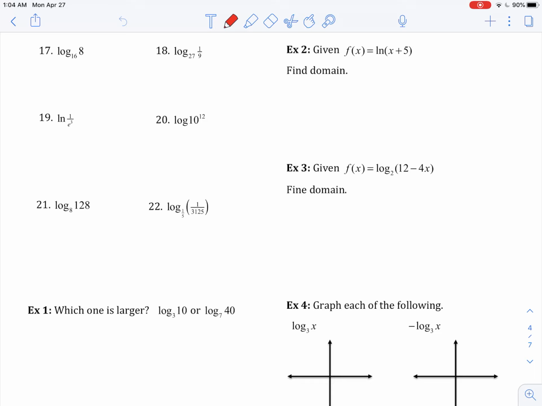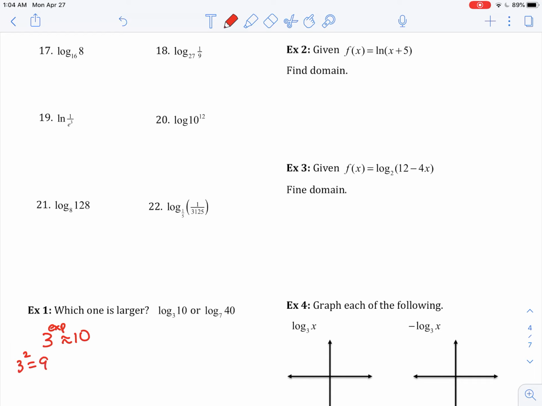Okay, continuing on with our logarithmic functions. Let's look at our next set of examples here. We want to know which one is larger, the log of 10 base 3 or the log of 40 base 7. Now recall, logs are just ways of expressing the exponent. So the log of 10 base 3 is just asking us if we take 3, what exponent do we have to raise it to approximately get 10?